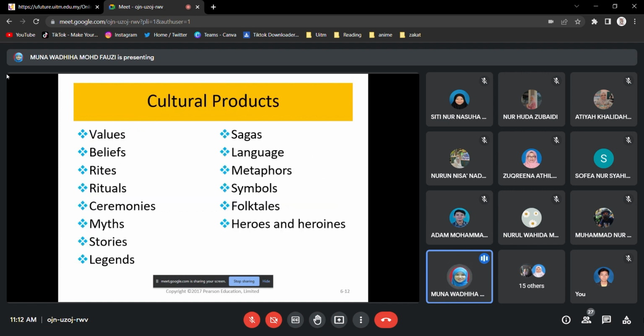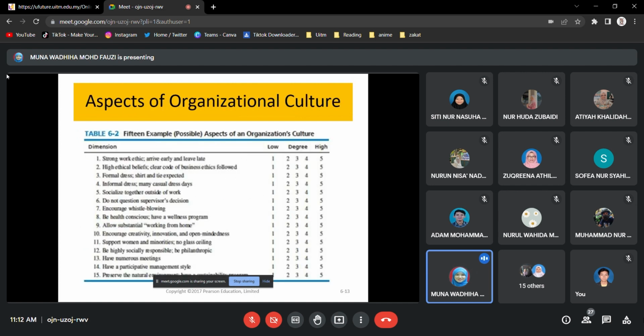Okay, so this one is about the cultural products. I think you can read and search for information about the cultural products, and also about the aspects of the organizational culture. There are about 15 example aspects in the organizational culture.